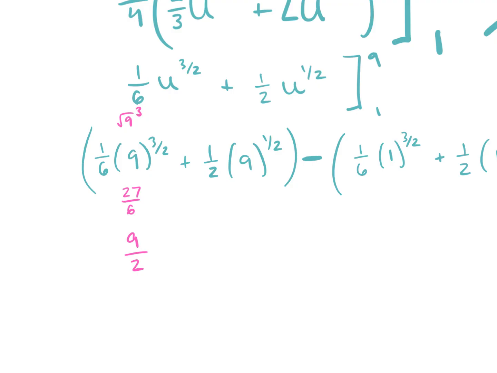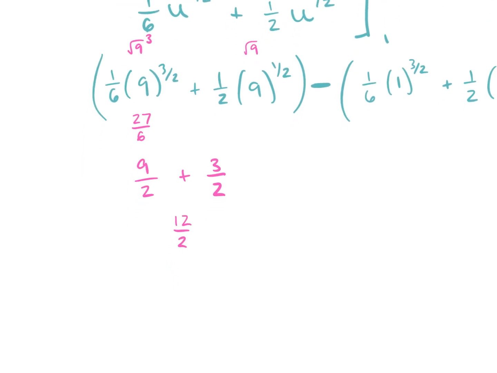Then 9 to the 1/2 power is the same as saying the square root of 9, so that would be 3. So we would get 3/2, because it's 3 times 1/2. We can add these together. We would get 12/2, which is a nice whole number of 6.